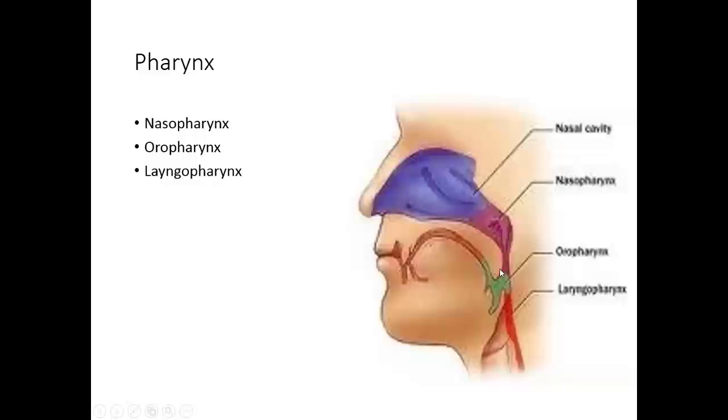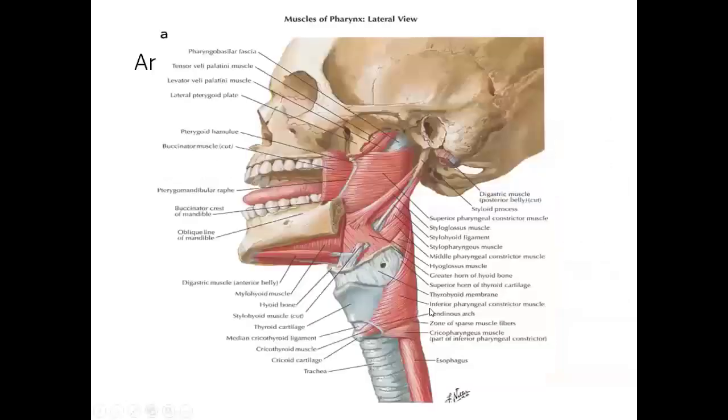Then the oropharynx is the next level. The laryngopharynx is the lowest part. The oropharynx consists of the soft palate, anterior and posterior tonsillar pillars, the tongue base, and the posterior pharyngeal wall. The laryngopharynx would be the rest: the piriform sinuses and everything around the larynx. This is the anatomy of the pharynx.